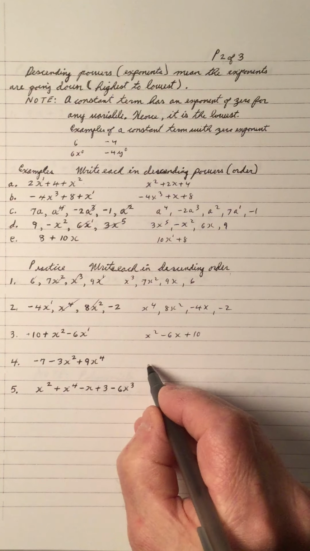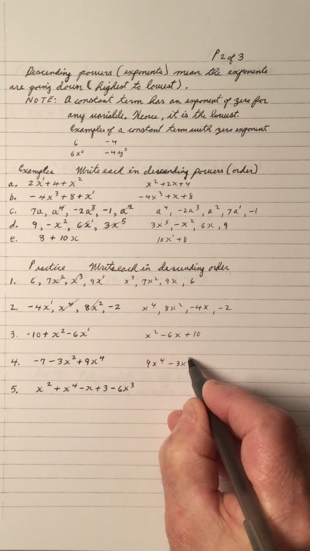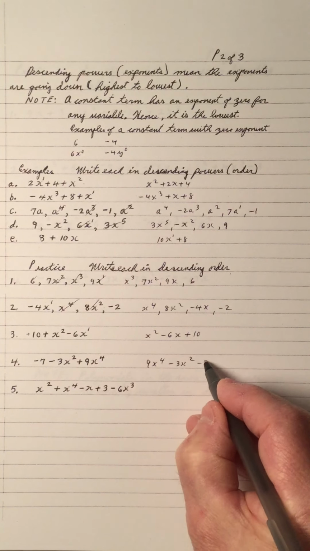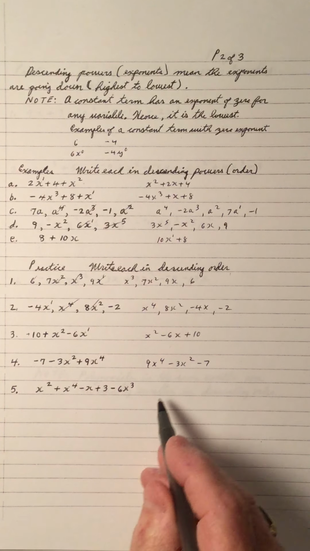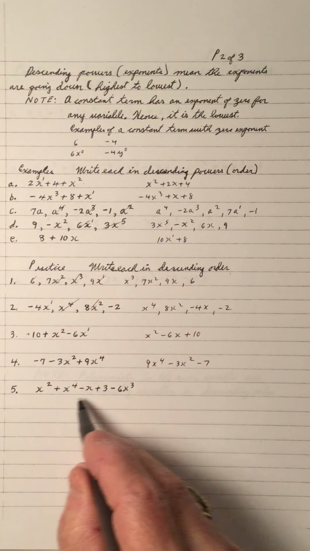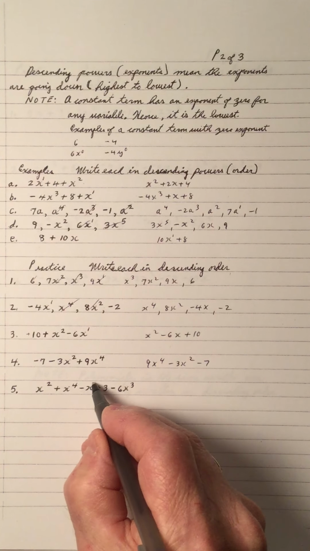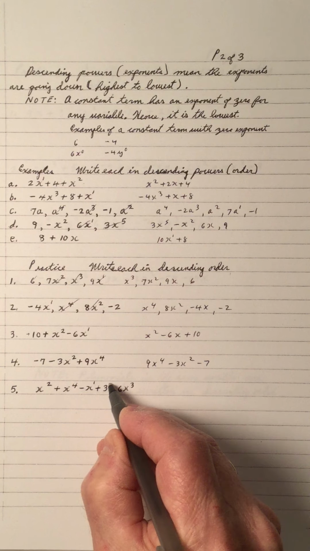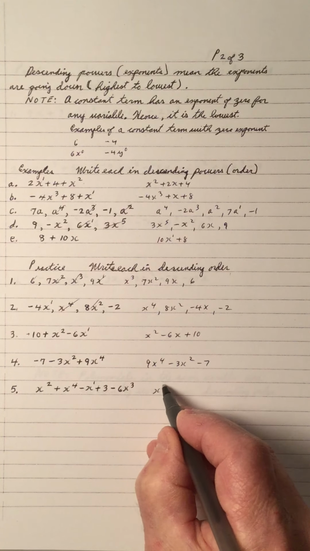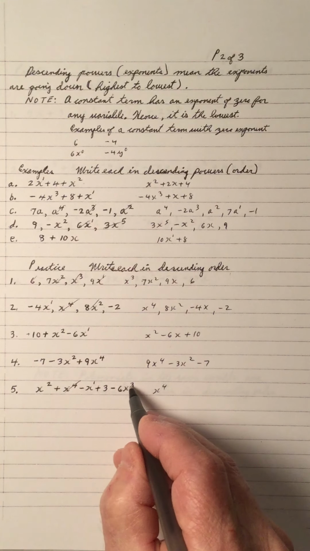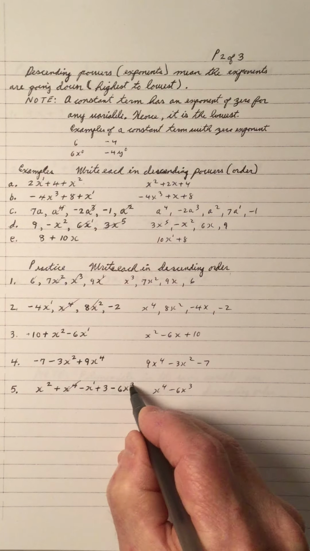That's a square and that's a 4, so 9x to the 4 goes first, negative 3x squared, and then the minus 7 in descending order. There's only 3 of them, so I really didn't have to scratch any out. I got 5 terms here, so I'll work on that. That's a 2, 4, that's a 1, that's a constant term x to the 0, and that's a 3. So the highest one is 4. The next one is the 3, minus 6x cubed.